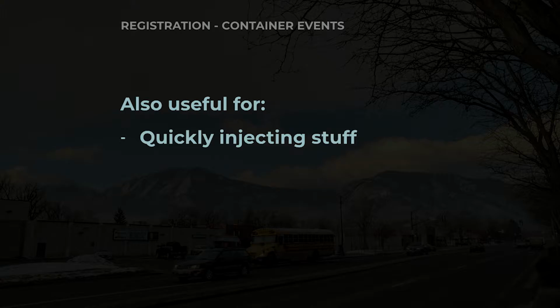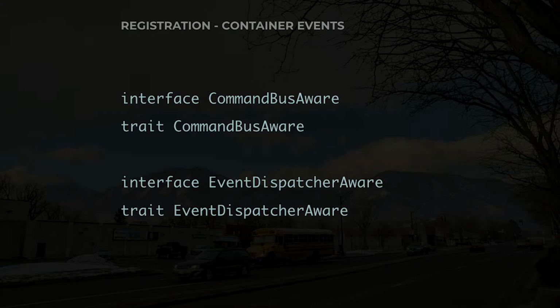So this feature is pretty useful for quickly injecting some stuff like a command bus or an event dispatcher. We can use interface and trait to add certain features to a photos controller, for example. If the photos controller needs a command bus, we can say implements command bus aware, uses command bus aware. And then when the container is already set up, it will automatically inject a command bus aware when it's resolving a photos controller. The same thing with the event dispatcher or environment aware, whatever.